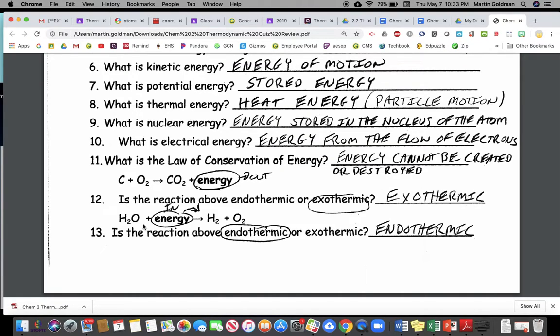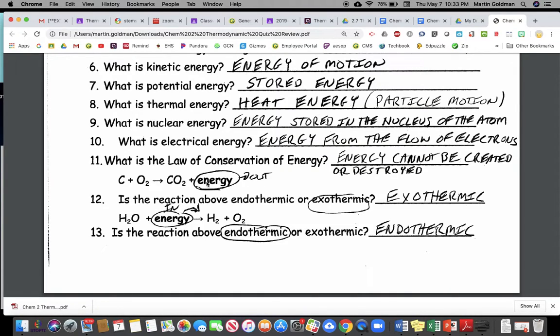And look over here. Here we have water plus energy makes hydrogen and oxygen. Mr. G, that's not a balanced equation. Yeah, whatever. Okay, so we have energy on this side of the equation. It's a reactant. It's going in. So the energy is going in. That is endothermic because the energy is going in. Okay? So here we have a little formula with energy going out. And here we have a little formula with energy going in.